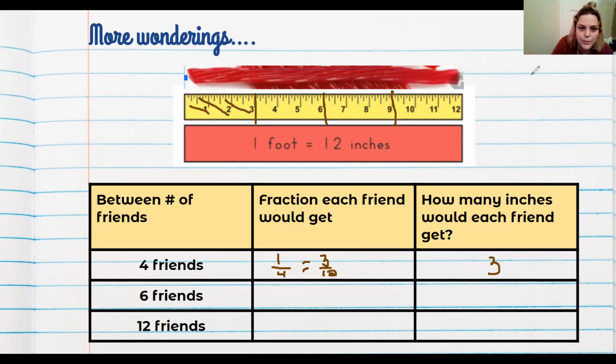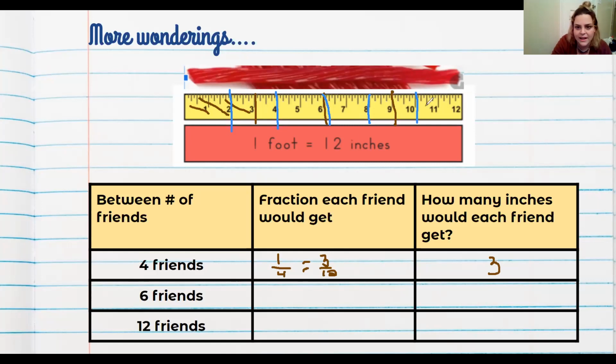So I'm gonna go in with my blue. So that's 2, 4, oof, that was bad. Let me fix that. I'm just gonna overlap with the other one: 2, 4, 6, 8, 10, 12. So 1, 2, 3, 4, 5, 6. So I'm sharing with 6 friends, which means that each friend got 2 inches.